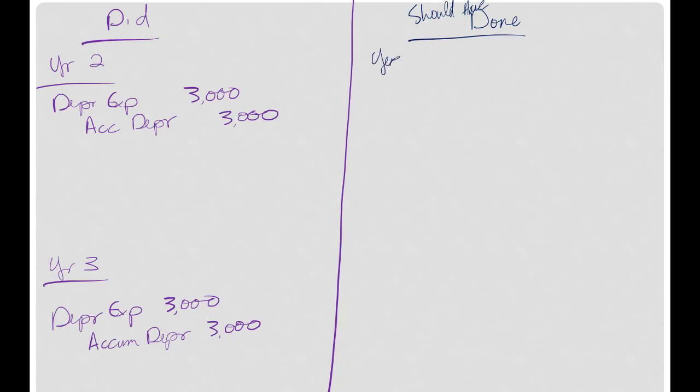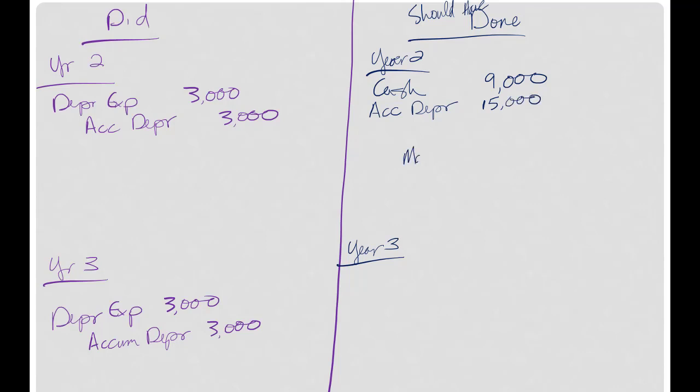Year 2, year 3. We got cash, we said, of $9,000. We have accumulated depreciation as of January 1, year 2, we were told $15,000. The historical cost of the machine or equipment was $25,000. And to balance that out, we would have a loss on sale of $1,000. And in year 3, this is sold, so we would have done nothing. So now we've got step 1 done. We know we need a journal entry.